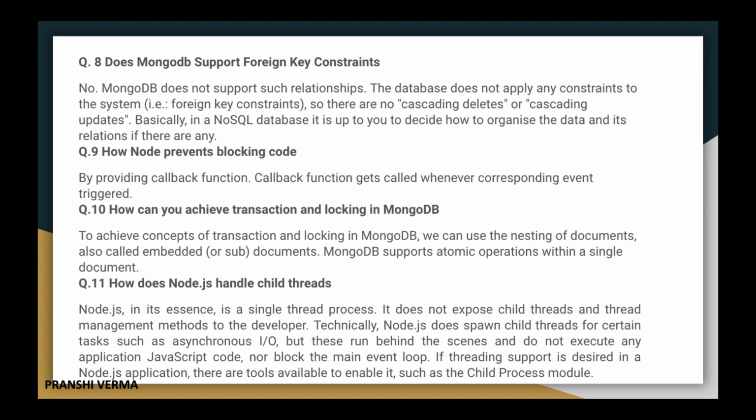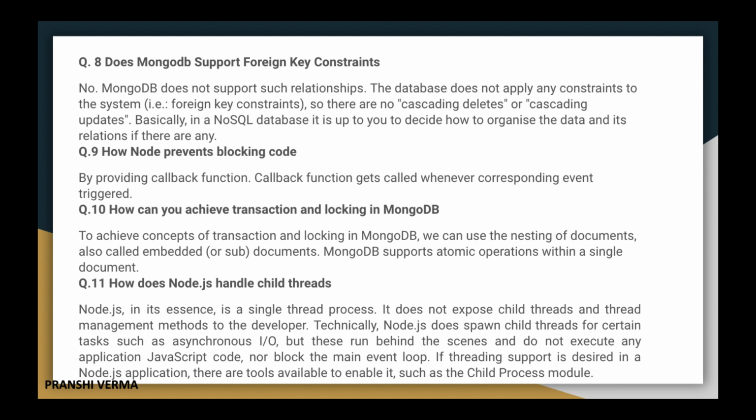Next question: how can you achieve transaction and locking in MongoDB? Answer: MongoDB supports multi-document transactions in versions 4.0 and higher. Transactions allow developers to group operations together and ensure that they are either all completed successfully or rolled back if an error occurs. In order to use transactions in MongoDB, the database must be running in a replica set or a sharded cluster. Transactions are performed using the start transaction and commit transaction or abort transaction methods, which are available in the MongoDB drivers for different programming languages.